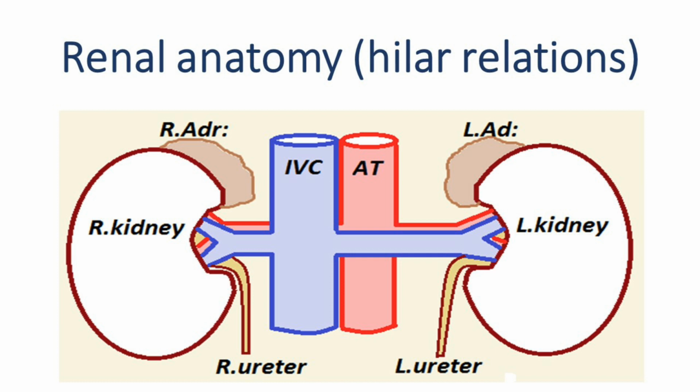The slide shows you the anatomical arrangement around the renal hilum. The anterior-most structure is the renal vein, which in most cases completely obscures the renal artery. The artery, which is posterior to the vein, divides into branches which enter the hilum anterior to the renal pelvis.